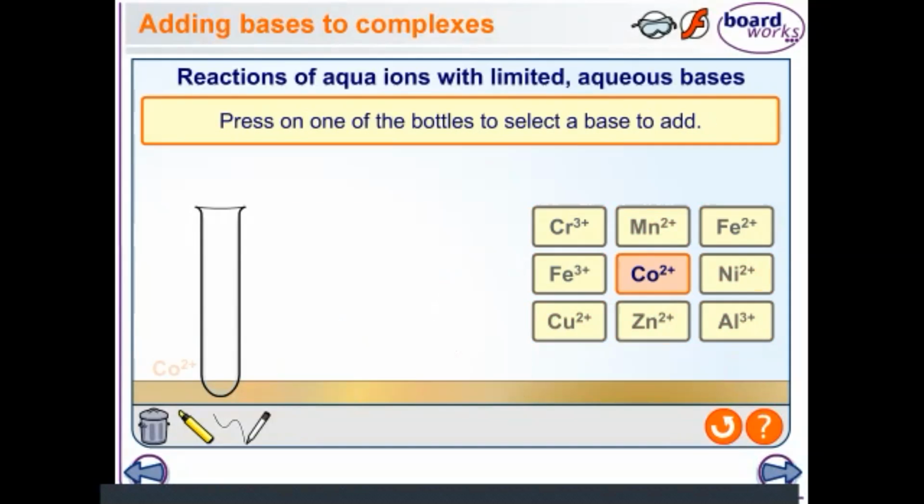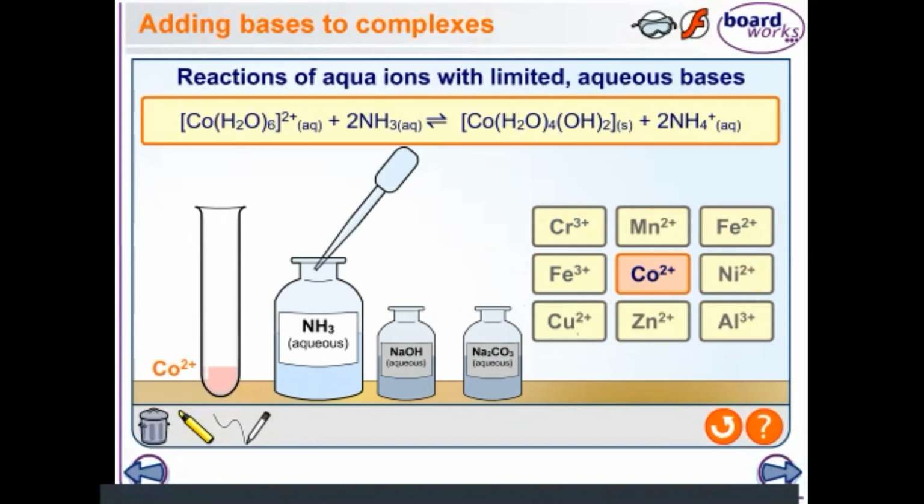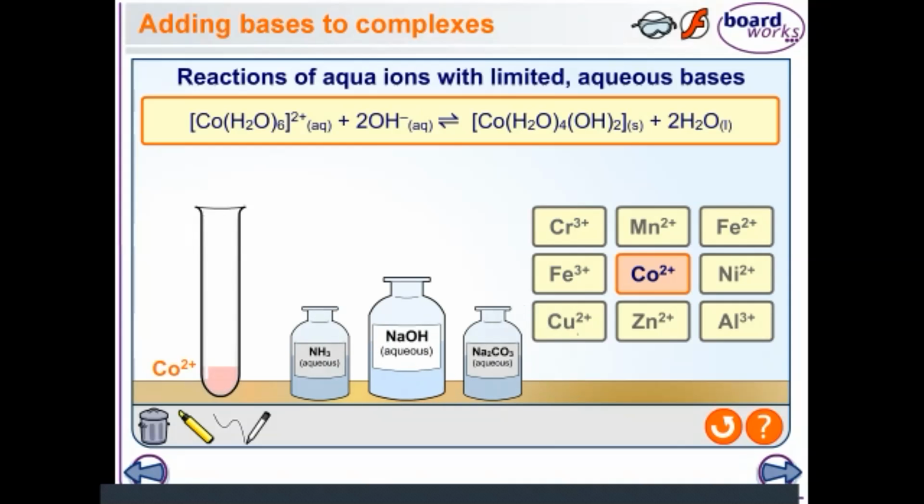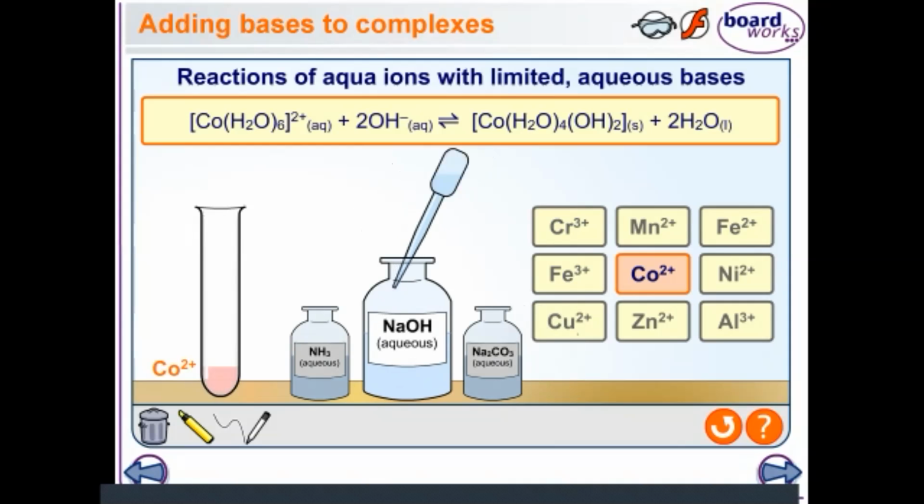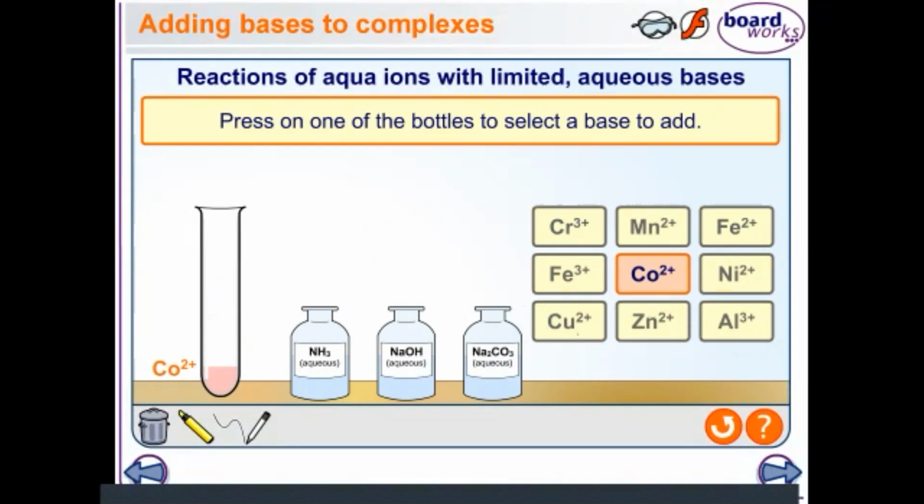Let's try with cobalt. Adding ammonia, it will form cobalt hydroxide. With sodium hydroxide, let's see what will happen. Okay, a very soluble precipitate has been formed. And then with sodium carbonate as our base, let's see what will happen.